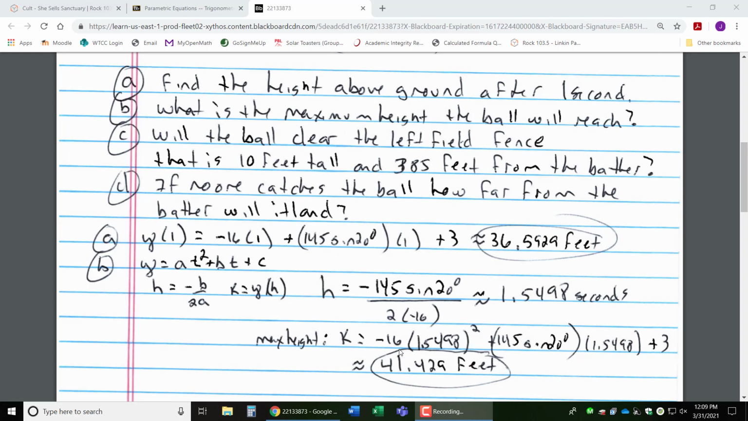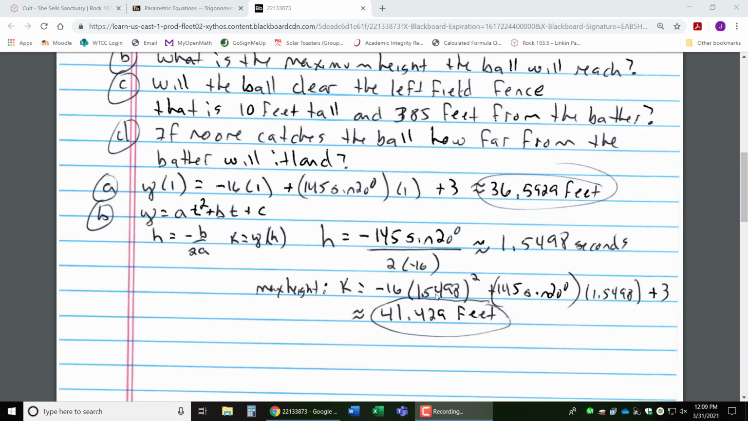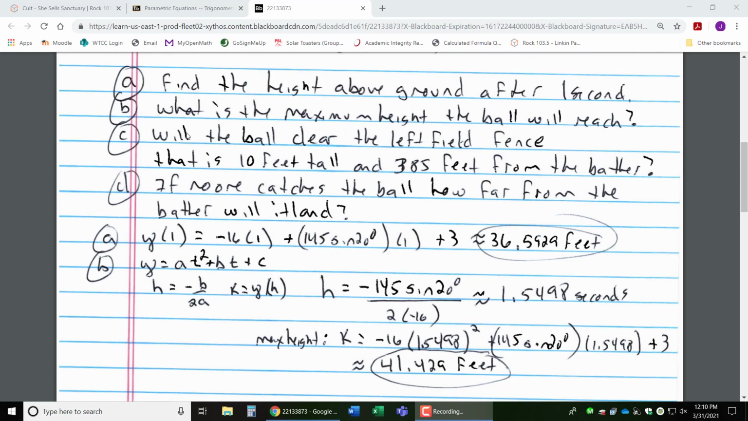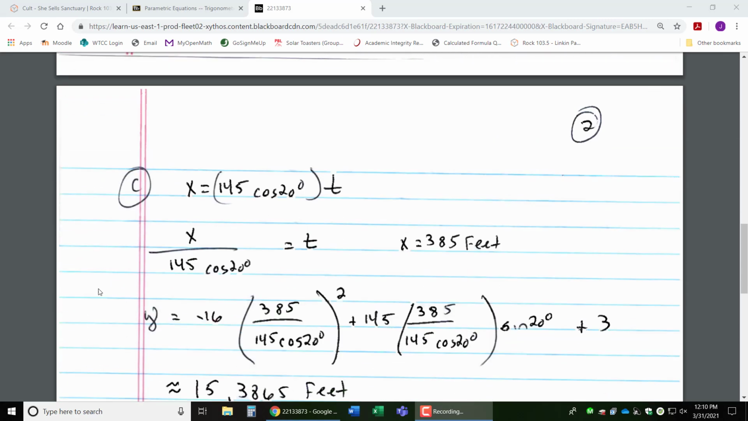Be careful about rounding too much or rounding in the middle of the calculations. So if I had rounded this to 1.5, then my final answer might have been off a little bit. If I had rounded the sine of 20 degrees to something, my final answer might have been off a bit. So be careful about that. Okay, so part C and D are a little bit more complicated. So let's go to the next page.